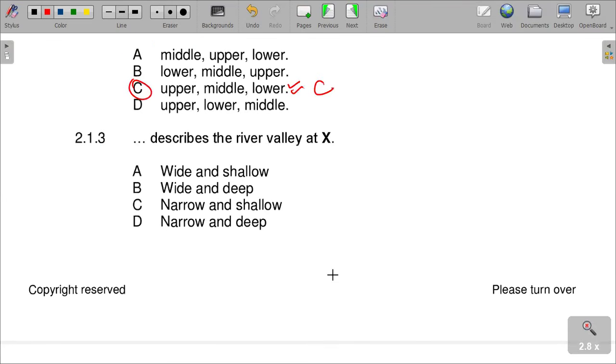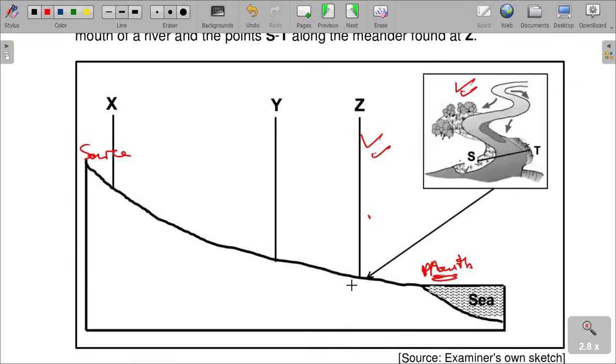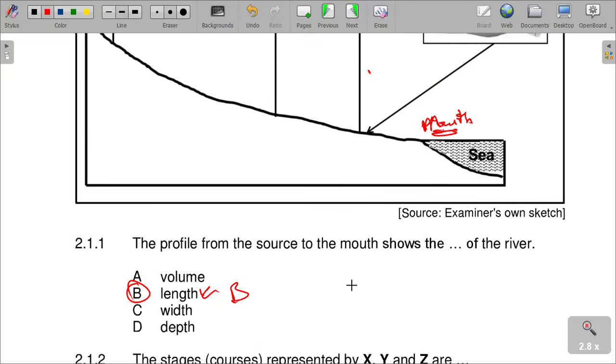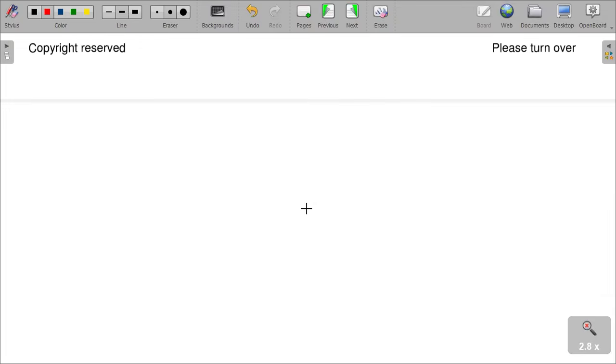Then dash describes the river valley at X. X is the upper course, and in the upper course the river is narrow and deep, which is letter D. You understand? Next question.